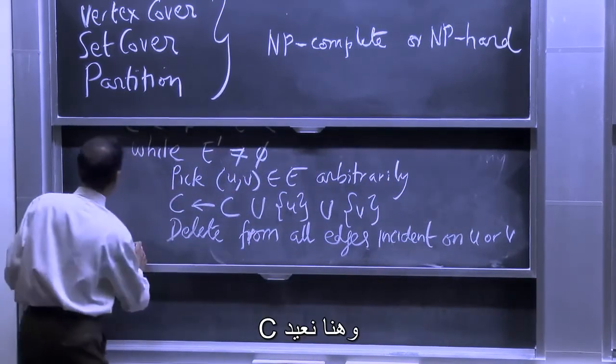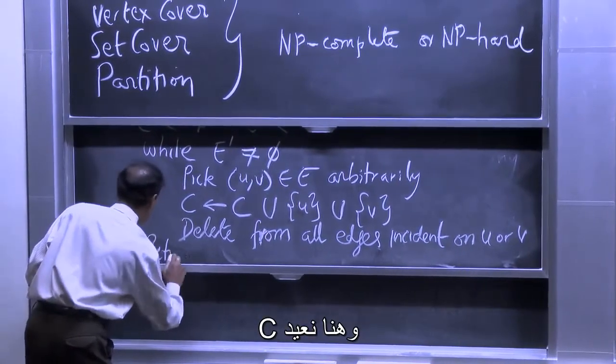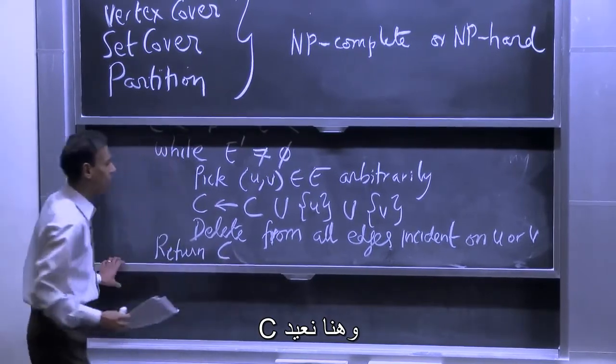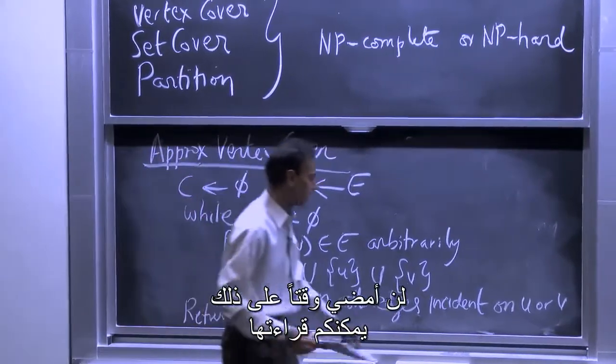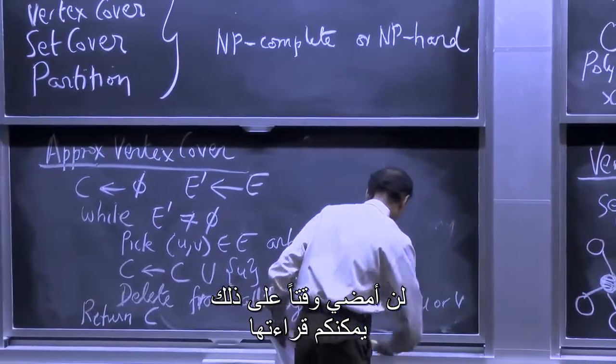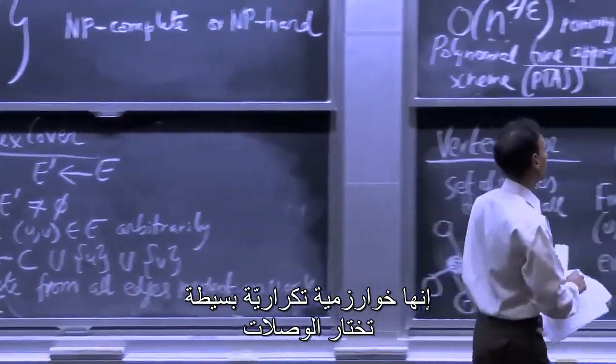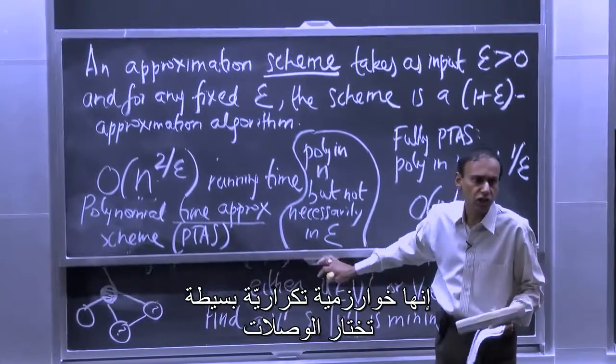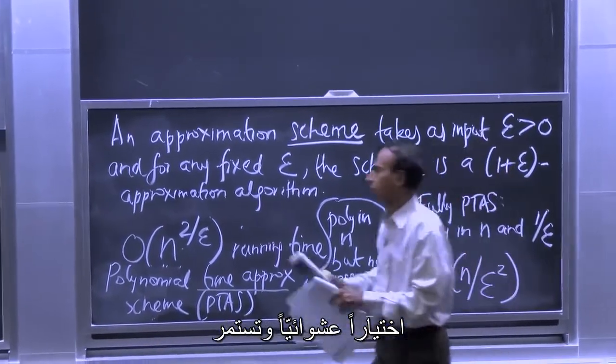And here we return C. All right? So I won't spend any time on that. You can read it. It's a simple iterative algorithm that picks edges randomly and keeps going.